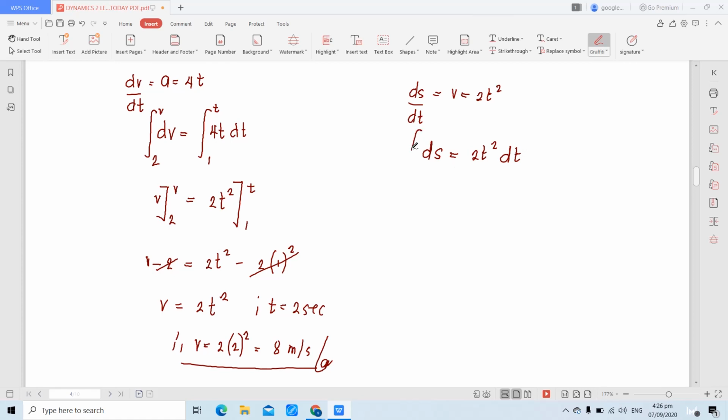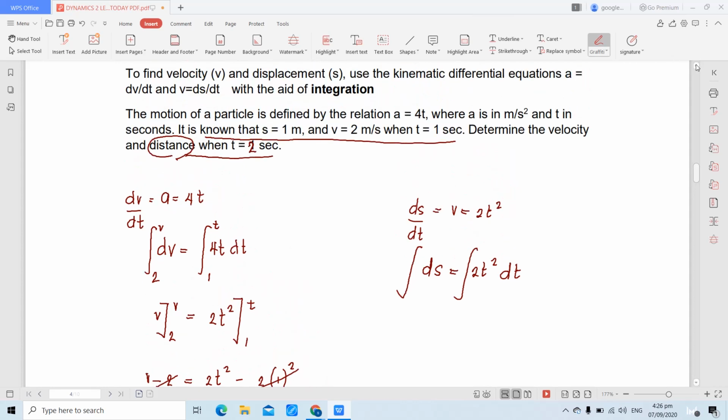And then, apply the integrals. No, kailangan ng limits. Tingnan natin ulit yung problem. Ang sabi doon, when the value of time is 1, the position of particle is at 1 meter. No, to time t to position s. Okay, gets po? What is the integral of ds? That is s from 1 to s.